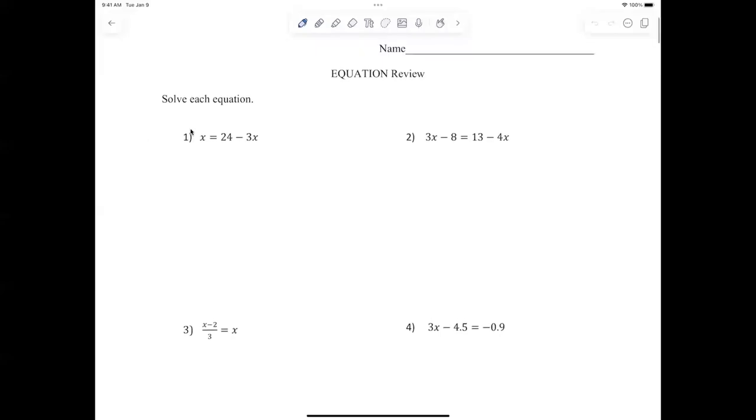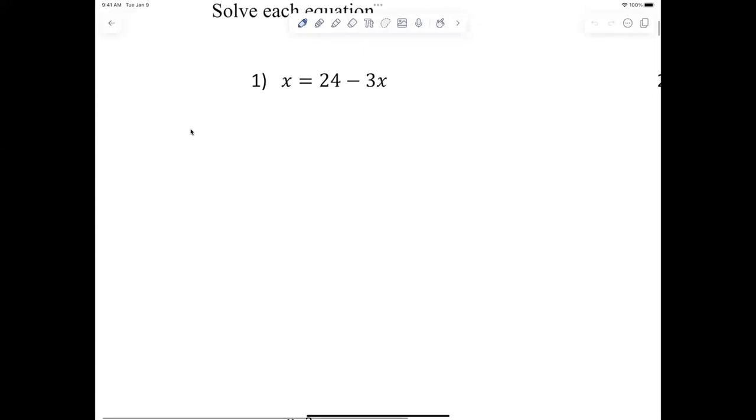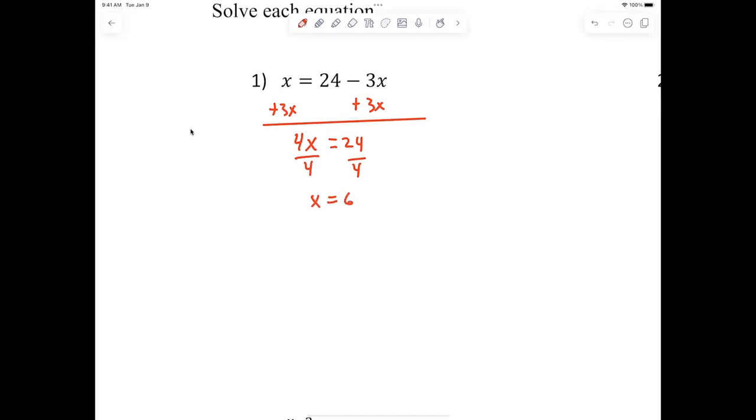All right, so for the odds, again, all we are doing is trying to isolate the variable. Variables on the left, numbers on the right. So we're going to do plus 3x. And I have 4x equals 24. Dividing by 4, x equals 6. Anybody have any questions with that?